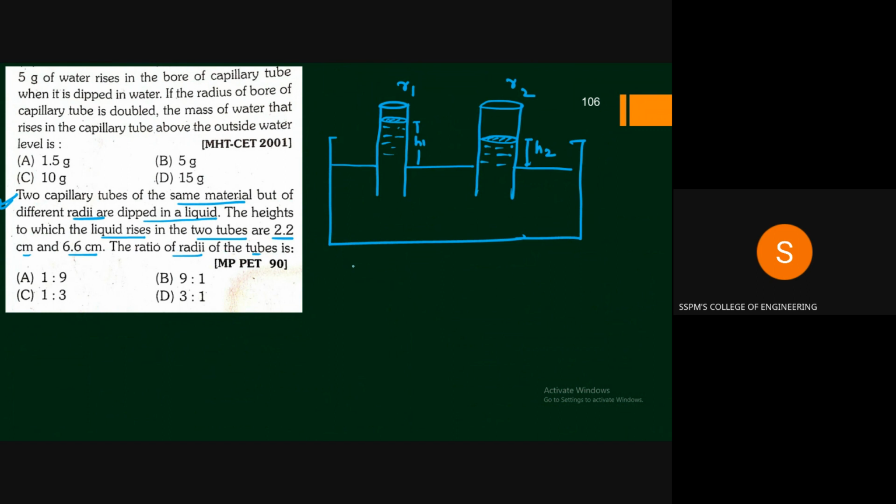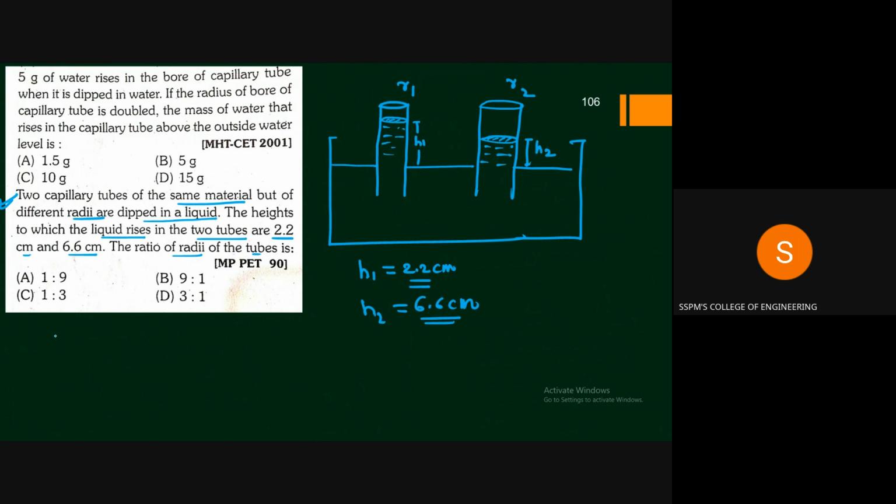So here h1 is given. The rise of the liquid in the first glass tube is 2.2 centimeter. h2 is given, that is equal to 6.6 centimeter. So these two heights are given. So what is the ratio of their radii?